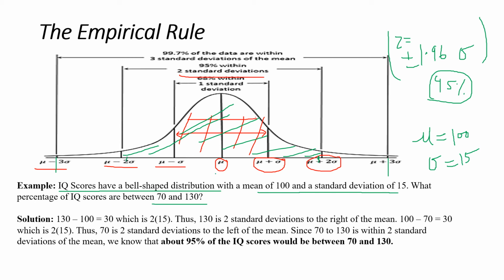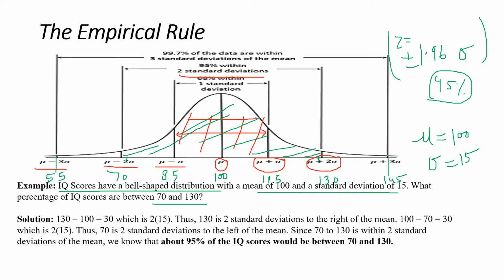My mu here is 100 and my sigma is 15, so on this side it is 115, adding 15 to 100. Adding 15 again for 2 sigma, it will be 130 this side and 145 here. Similarly, we move to the left: 100 minus 15 is 85, 85 minus 15 is 70, and 70 minus 15 is 55.